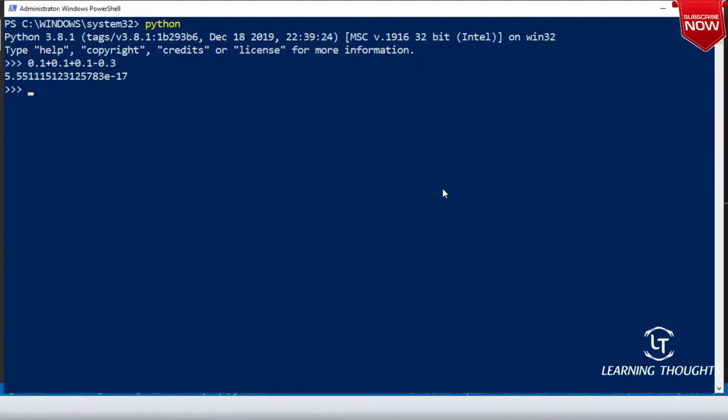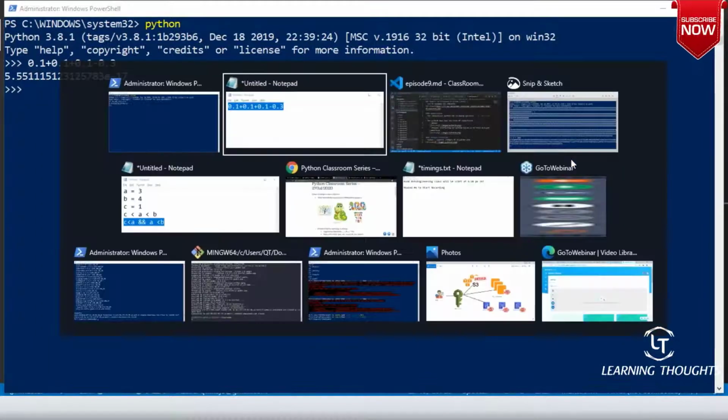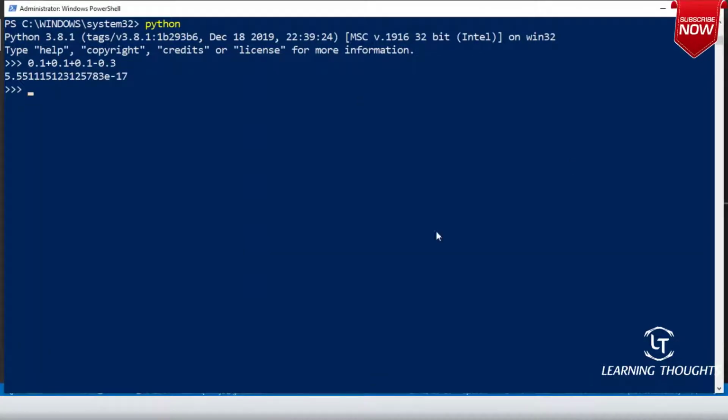Is Python giving you 0? Because Python doesn't understand this stuff. So if you want Python to understand what you are trying to do, what Python tries to tell is, I can know what you are knowing, but for that you have to do some extra work. Okay. So first let me take a screenshot of this.